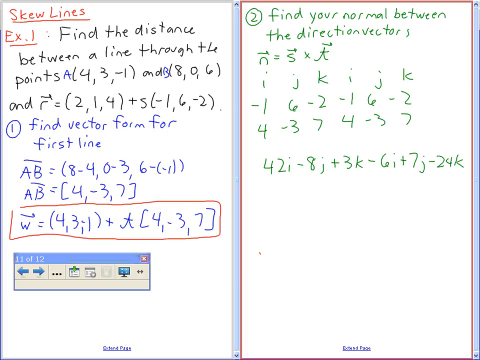Is that right? You good? Okay, so my N is going to be 32 minus 6 is 36, -1 and -21. Does that look right? Are most people close to that on the normal? Okay, so there's my normal.